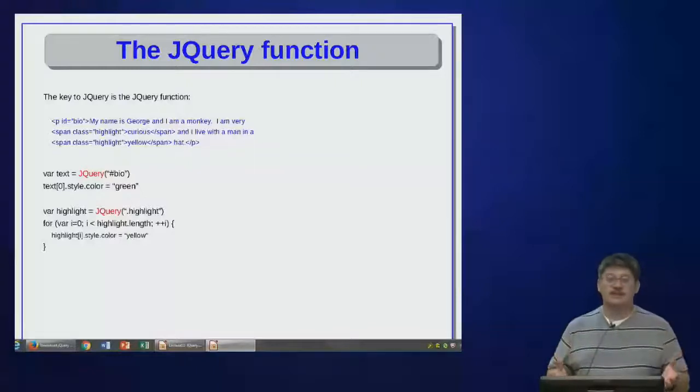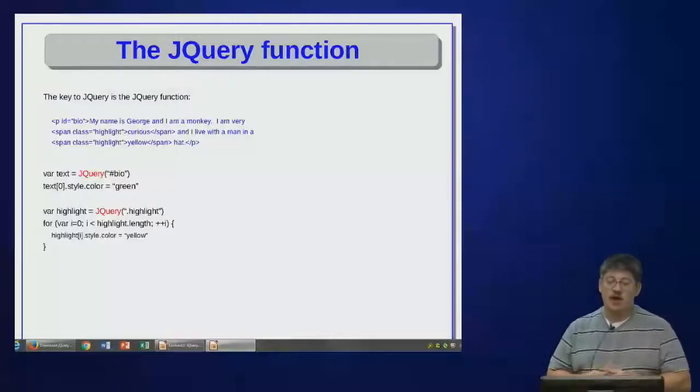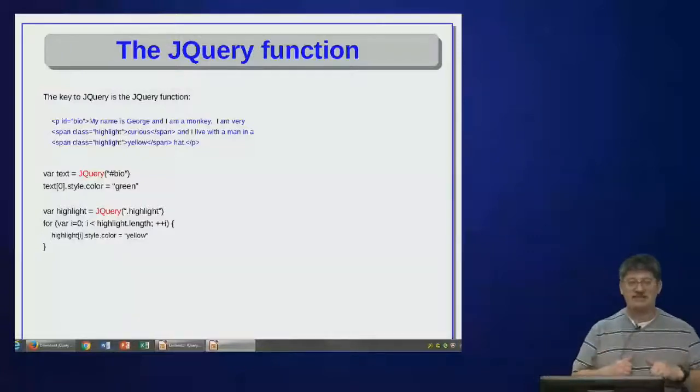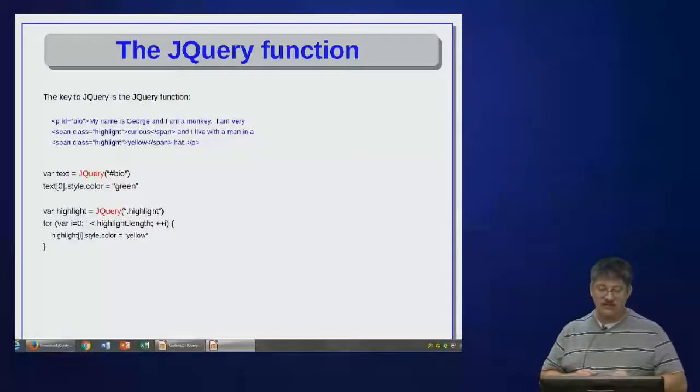So what can I do with this using jQuery? Well, I can write a little bit of JavaScript code. Maybe this would go in a function that I trigger with an onload event. And the first thing I do is I create a variable named text, and I call the jQuery function. And notice I pass into the jQuery function #bio. That's going to actually fetch the paragraph that has ID bio.